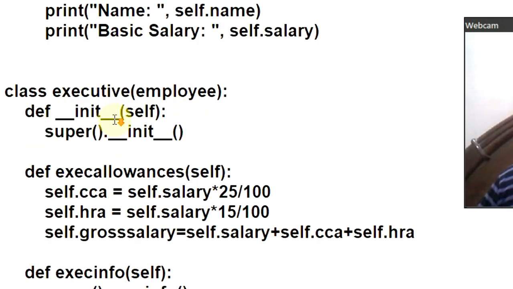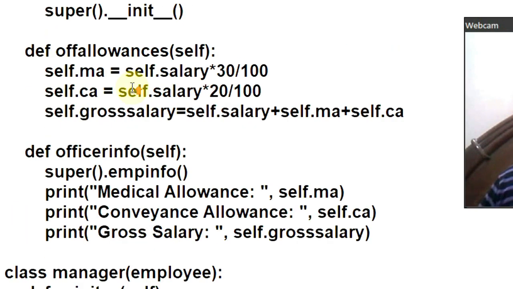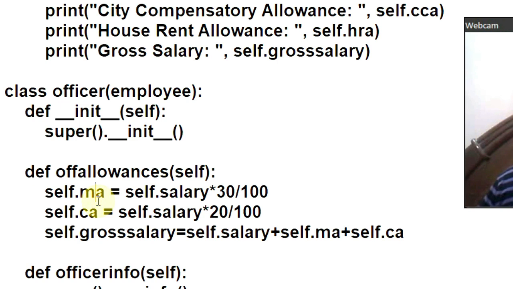These code, name and salary are the attributes of the object being created, that is, of the officer obj. After that, you are invoking the off allowances function of the officer class. Control will jump to the off allowances function. Here you are calculating the medical allowance and conveyance allowance for the officer.